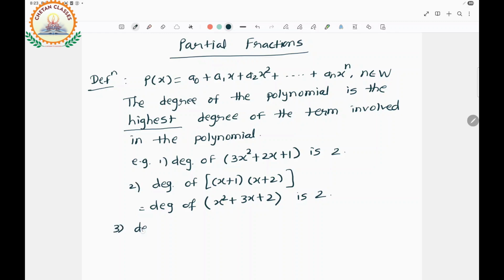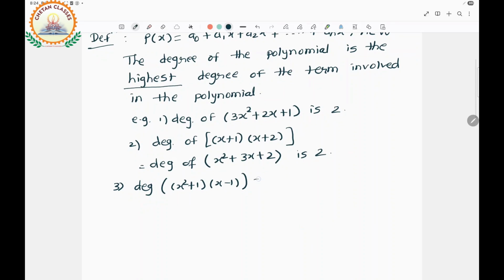Now third example, degree of x square plus 1 into x minus 1. Solve this. So here degree of x cube minus x square plus x minus 1. So x cube. So here degree is 3.